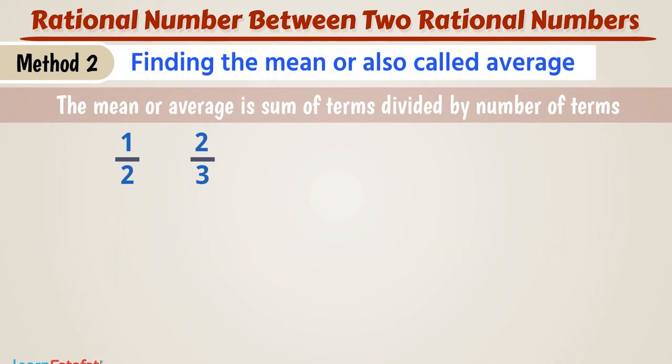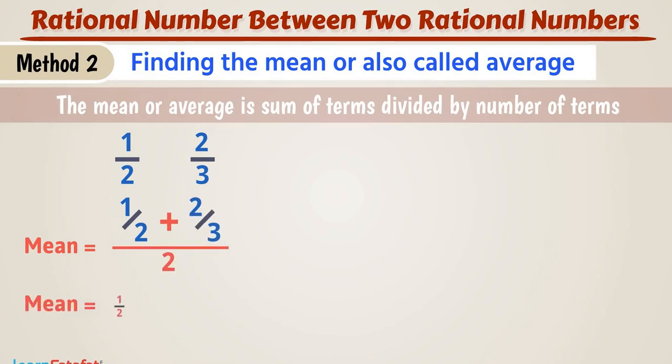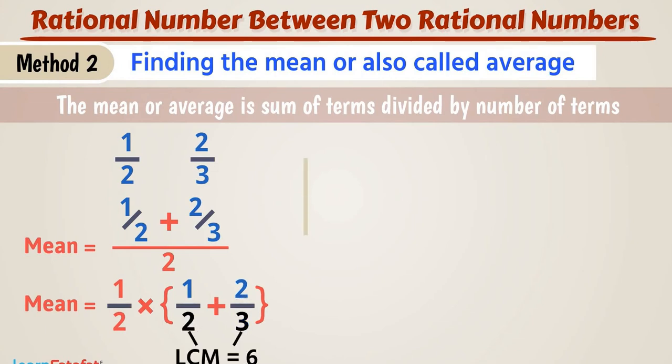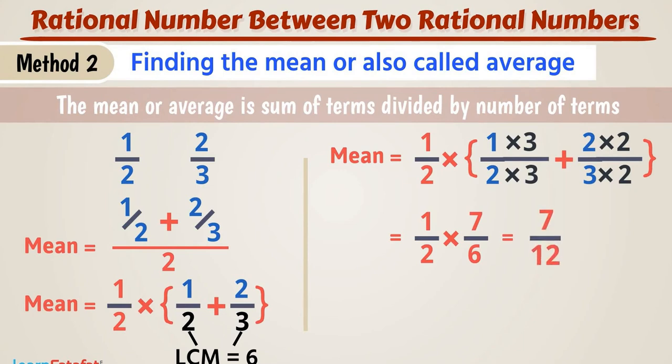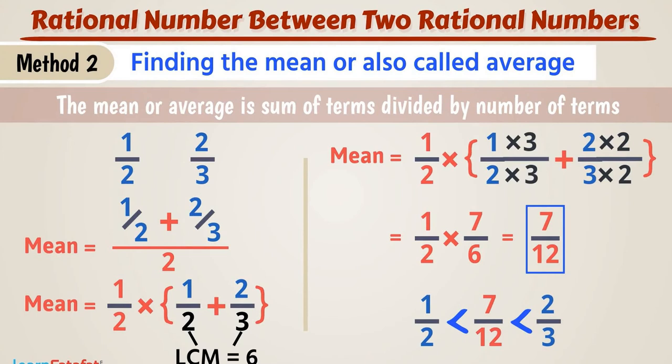In the same way, mean of 1 by 2 and 2 by 3 is (1 by 2 plus 2 by 3) upon 2. We write it as 1 by 2 into (1 by 2 plus 2 by 3). Let's perform the addition. LCM of 2 and 3 is 6. Let's make denominators same, that is 6 as shown, which is equals to 1 by 2 into 7 by 6 or 7 by 12. This is one rational number between given rational numbers.